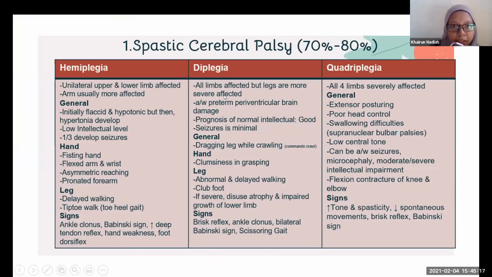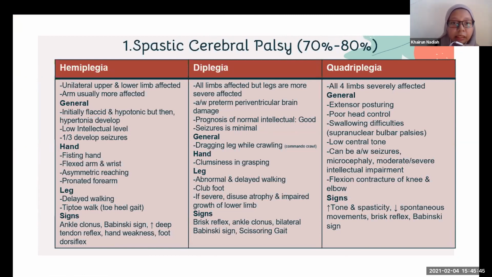So the next one is the diplegia. Diplegia is where all limbs are affected, but the upper limb is preserved, and the legs are more severely affected. It is associated with preterm periventricular brain damage. The prognosis is normal. Patients have normal intellect, which is good, and the seizure is minimal.